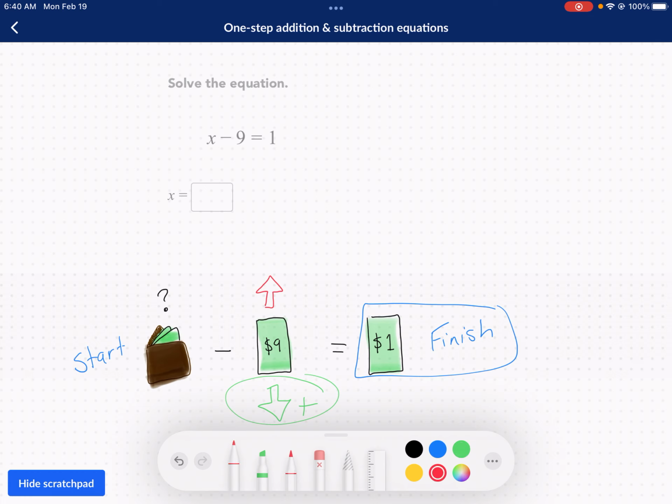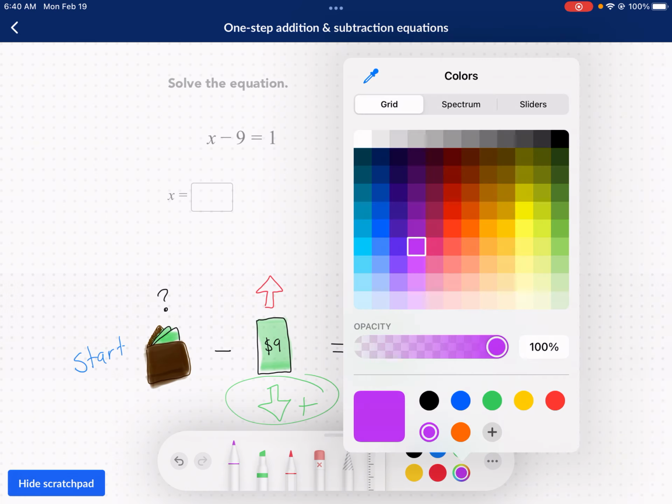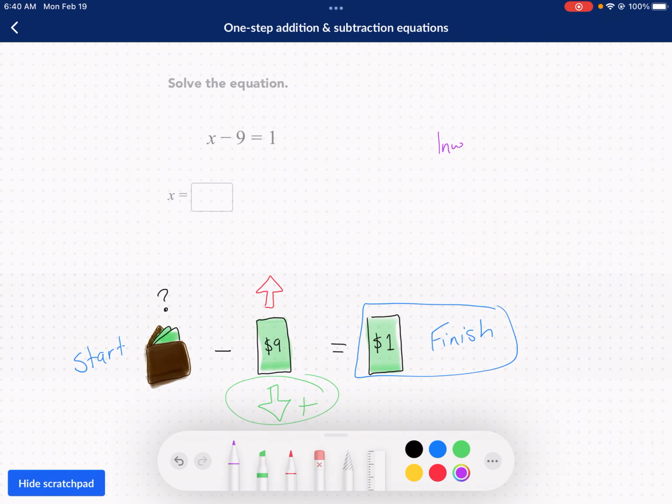So inverse operations are critical in math, and that's how you are going to solve all equations, through inverse operations. So we already said the opposite of subtraction is addition. We can get that money back by adding it back into our wallet instead of subtracting it from our wallet.